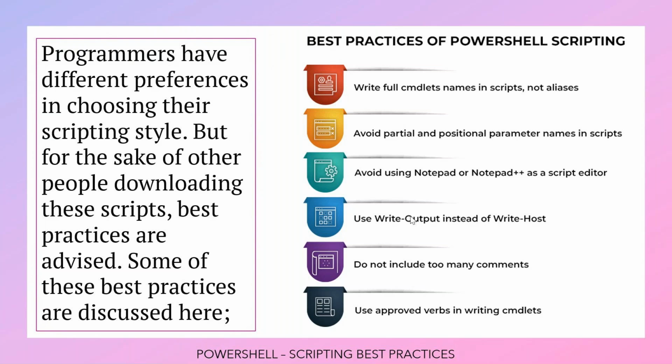Okay, next one: use approved verbs when writing cmdlets. For example, if you are creating a variable, we have to provide the exact variable name instead of A, B, C, X, Y, Z, 1, 2, 3 or something. We have to provide a meaningful name. And also if you are creating a function, you have to specify the verb-noun format, with a meaningful name again. Whenever we are creating a variable or a function, a user-defined thing, we have to give proper naming.